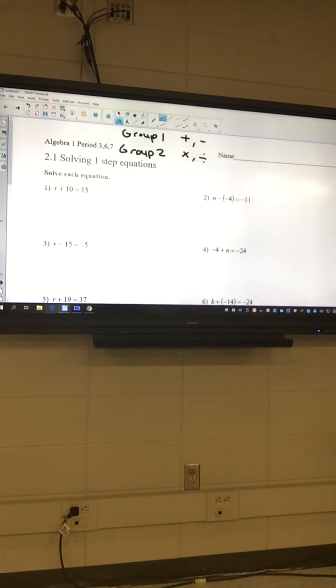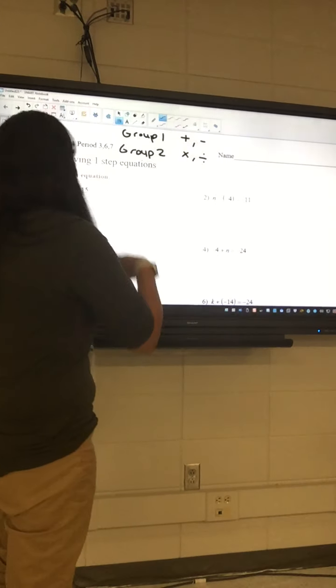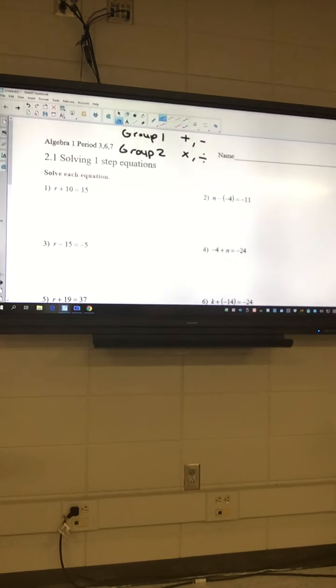Obviously, step 2 gets a little bit harder. Okay, so the whole goal here is to get the variable by itself. On all these, we're trying to get the variable by itself. And the other thing I preach, it doesn't really matter that much today.